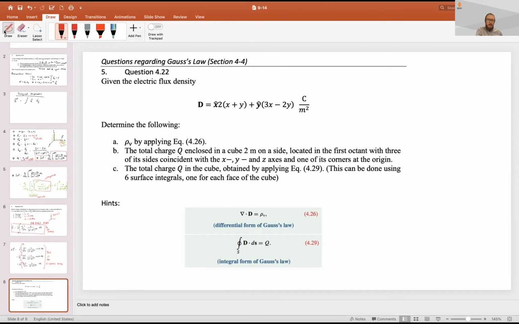And then if you need a hint on part B, just remember that we can do a volume integral, right? If you have the density of something, you can integrate the density over a volume and arrive at the total amount. So if it's a charge, you can integrate the volume charge density over the volume, and you can get the total amount of charge.